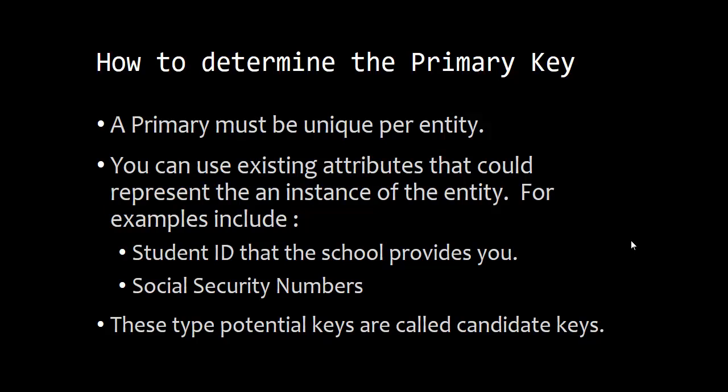You can use existing attributes that could represent the instance of an entity. For example, student ID. All of you are students at Cincinnati State. You all have unique student IDs. Social security number should be unique also, even though I've heard stories that's not absolutely true. Anyway, these potential keys are called candidate keys. If you got into some books and read more about keys, these are potential keys that we could actually use. They're candidates to be the primary key.